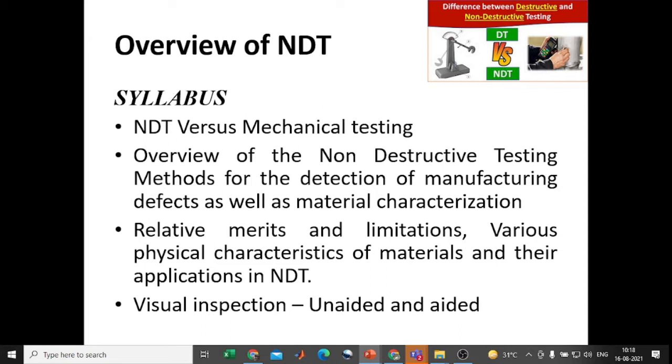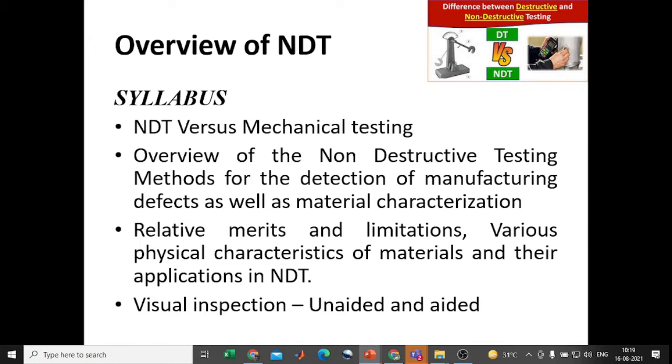In the first unit, what are all the contents you will study? Let's see. The syllabus covered in the first unit of non-destructive testing is non-destructive testing versus mechanical testing. Mechanical testing is always called destructive testing. Non-destructive testing is always differentiated by the source utilized, the modification method utilized, and the interpretation method utilized. Based on these methods, NDT may be classified.